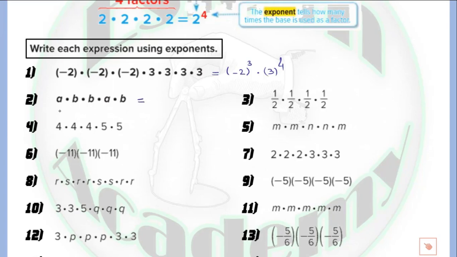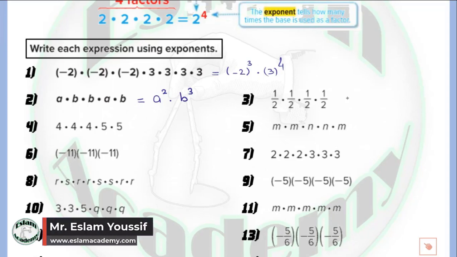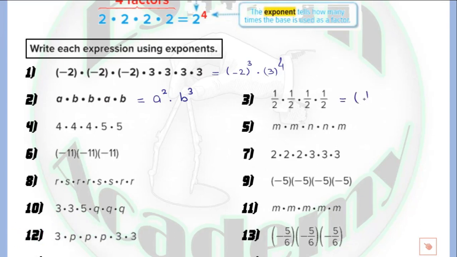In question number 2, we have a repeated 2 times, so we have a to the power 2, times b repeated 3 times in multiplication, so we have b to the power 3. In question number 3, we have 1 over 2 repeated 4 times, so the answer will be 1 over 2 raised to the power 4. In question number 4, we have 4 repeated 3 times, so we have 4 raised to the power 3 times 5 to the power 2. In question number 5, m is repeated 3 times, so it will be m to the power 3, and n is repeated 2 times, so we have n to the power 2.